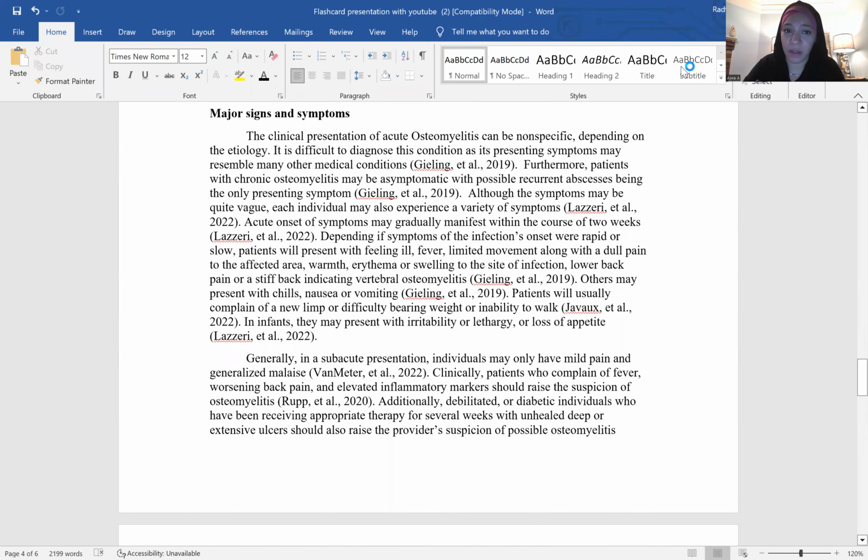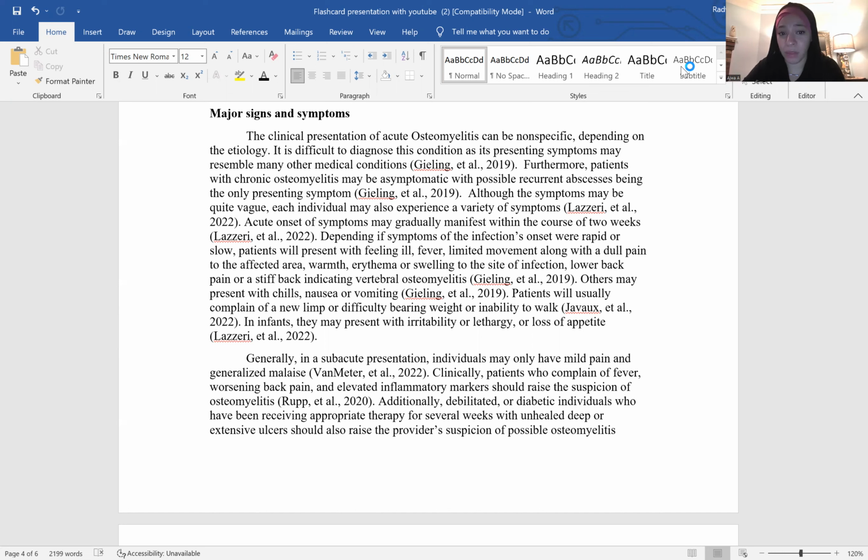For the major signs and symptoms, the clinical presentation of acute osteomyelitis can be nonspecific, dependent on the etiology. It is difficult to diagnose this condition as its presenting symptoms may resemble many other medical conditions. Furthermore, patients with chronic osteomyelitis may be asymptomatic, with possible recurrent abscess being the only presenting symptom. Although the symptoms may be quite vague, each individual may also experience a variety of symptoms.